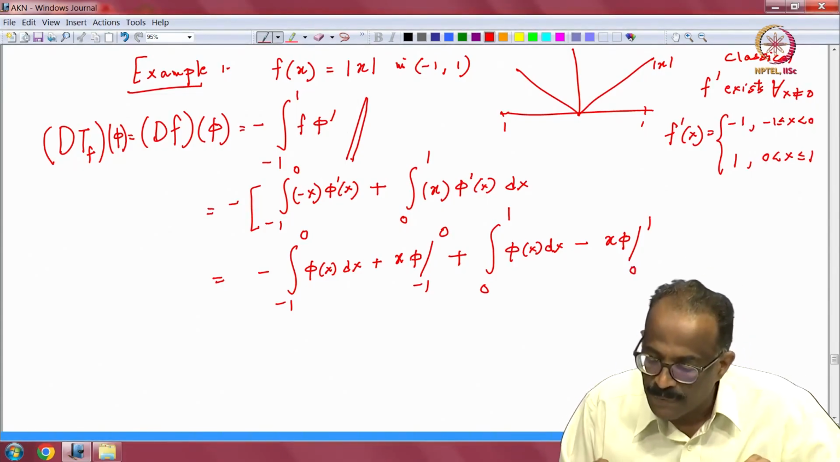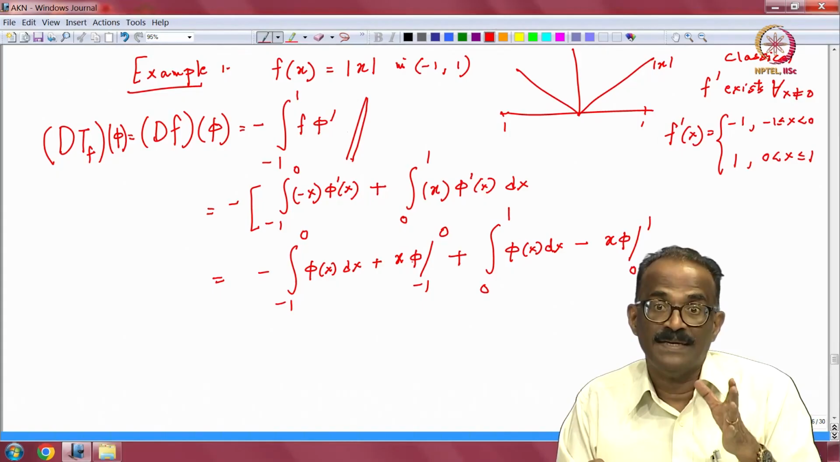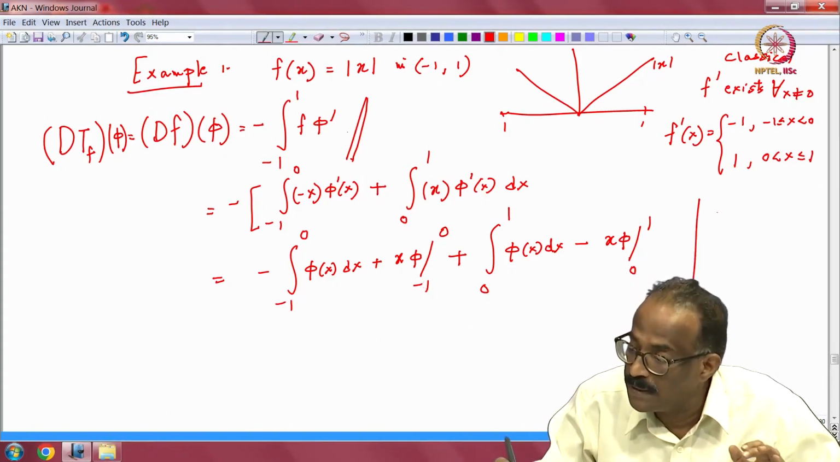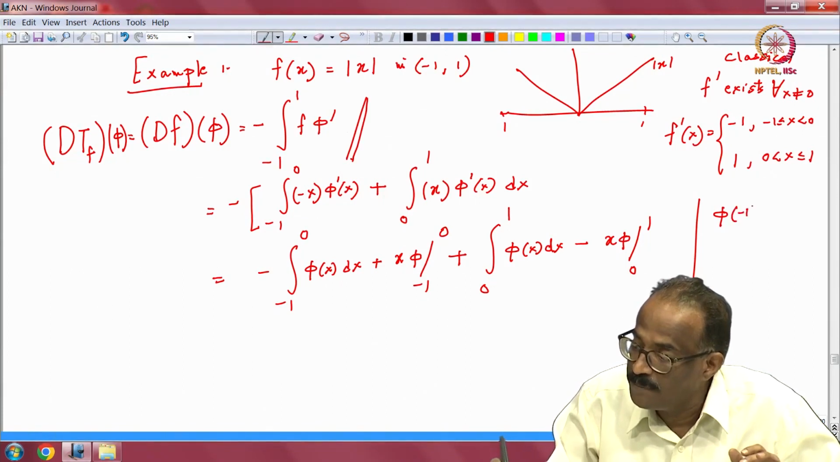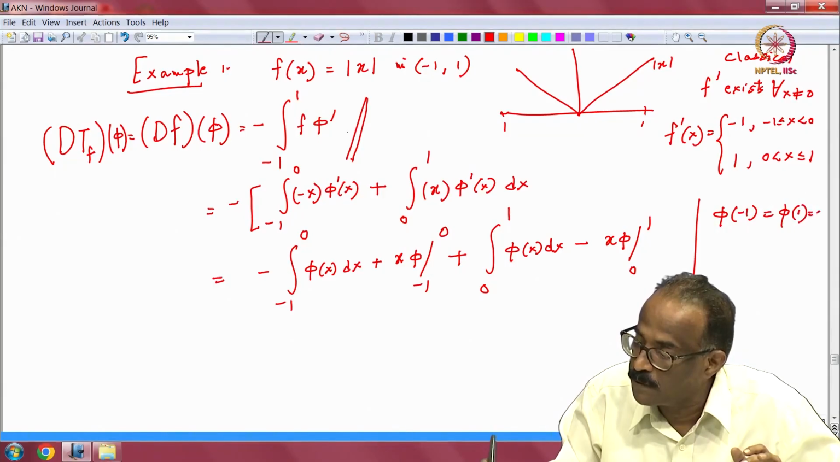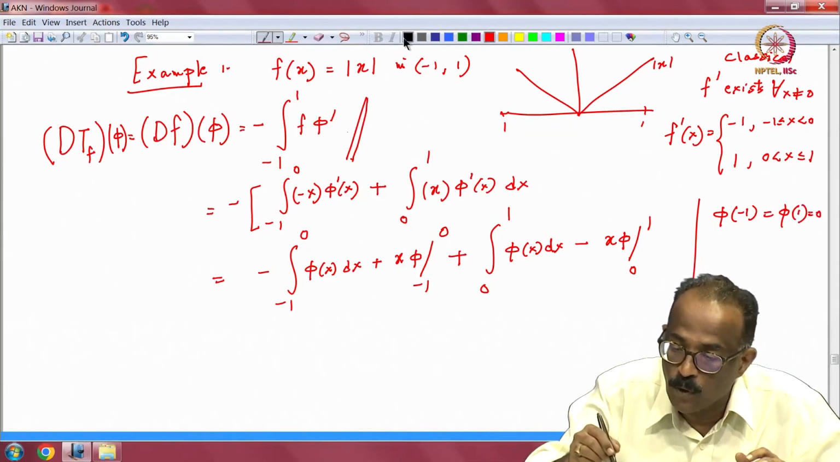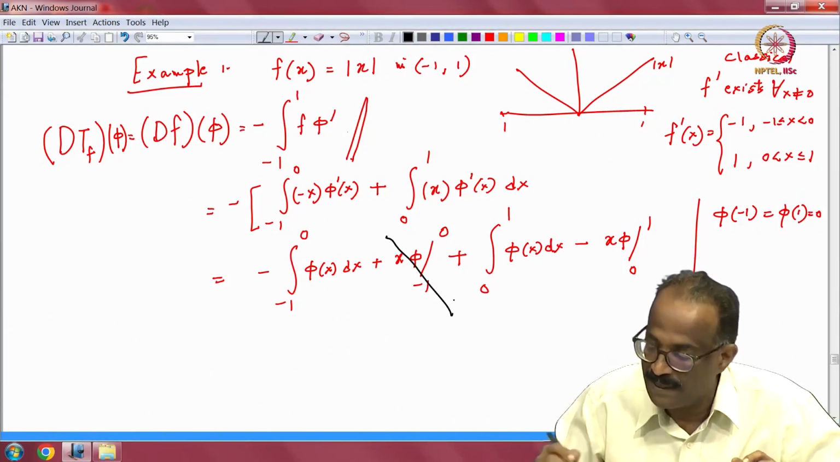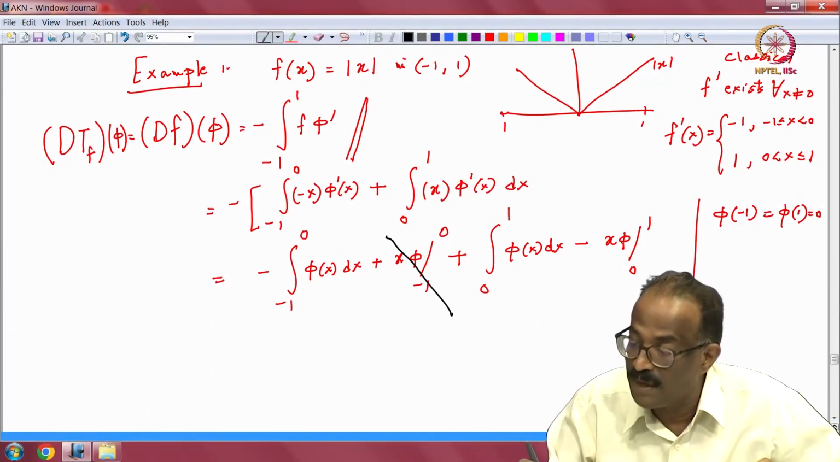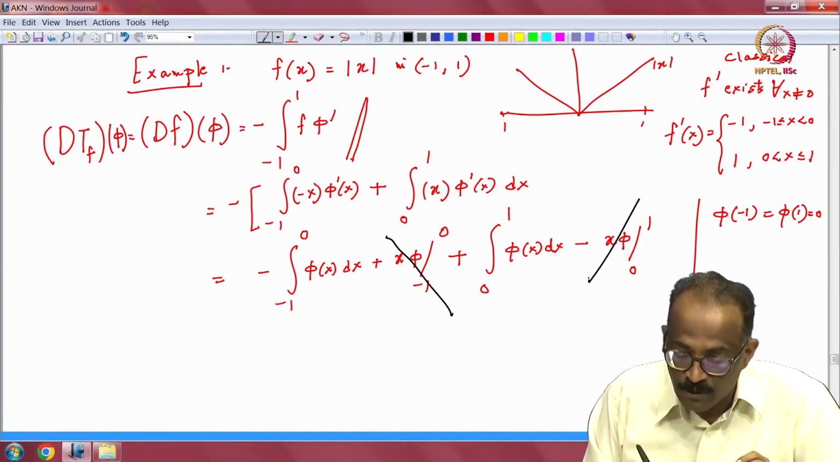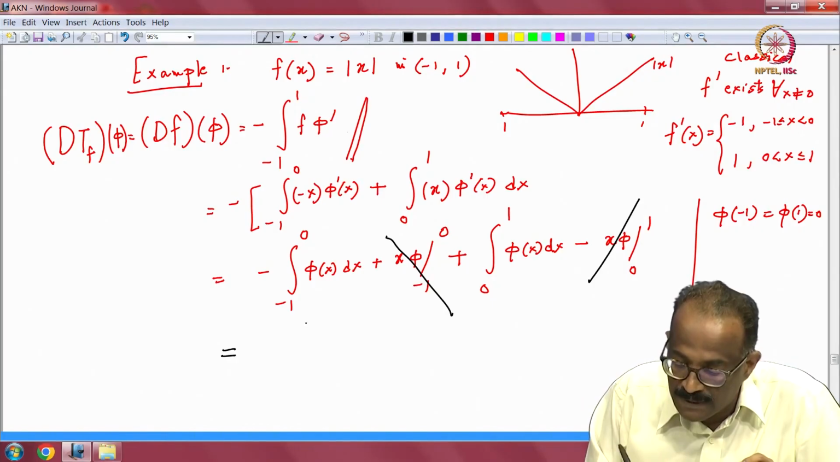Now, look at here, phi at 0 is not necessarily 0, but phi at minus 1 is equal to 0. So, phi at minus 1, because it has a compact support, phi at 1 is equal to 0. But at 0, x will make it 0. So, this term will get cancelled. Similarly, phi at 1 is 0, but x is 0 here. So, this will get cancelled.